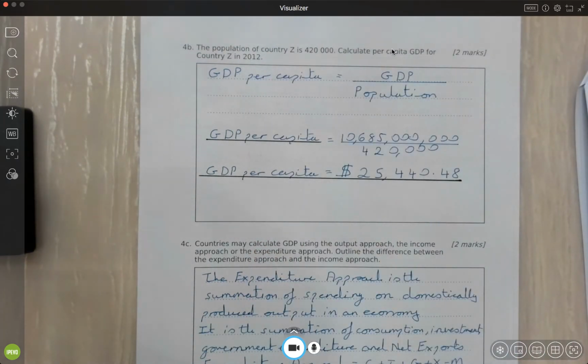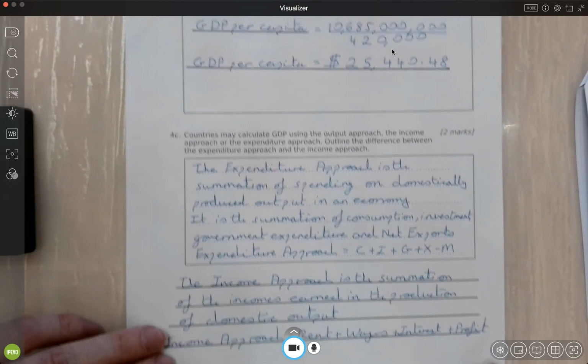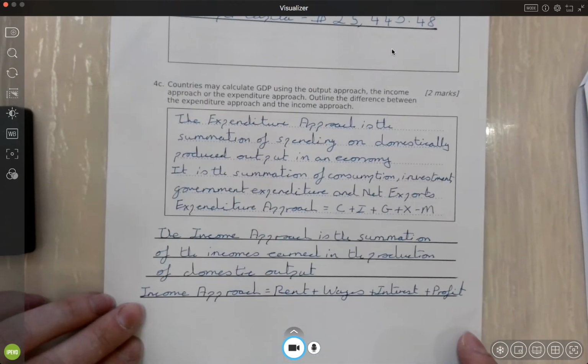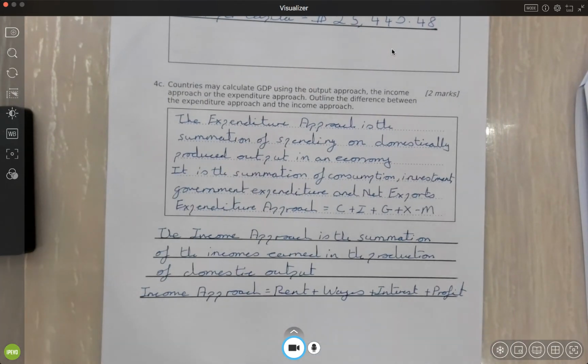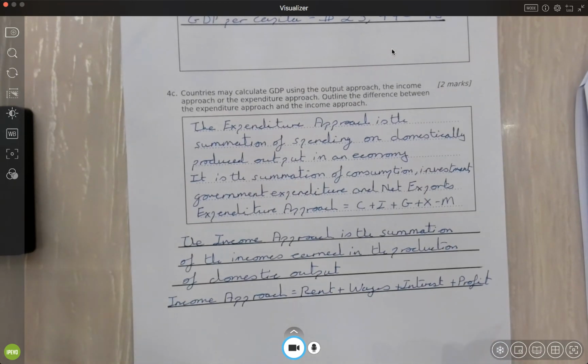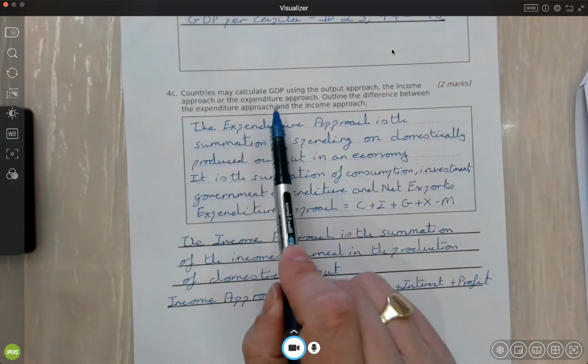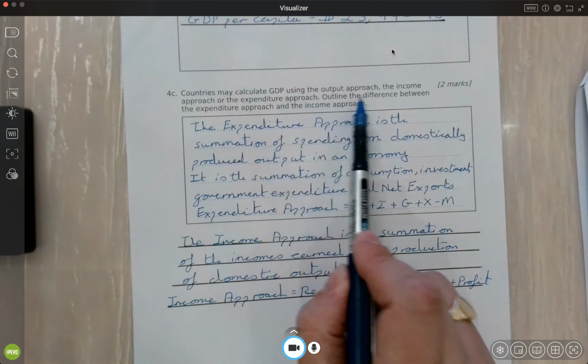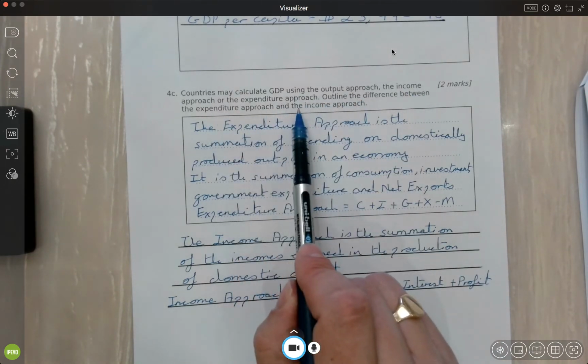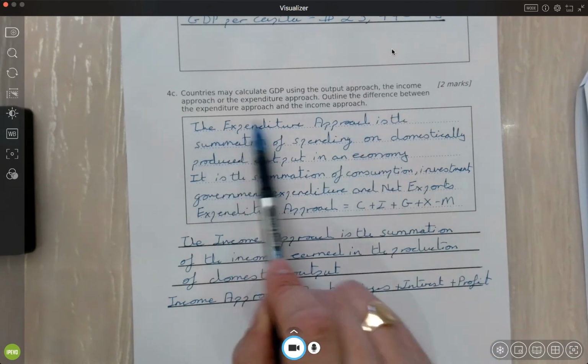Now I hope that that's somewhat obvious. If you didn't know how to calculate GDP per capita, now hopefully you do. Now the next one, and I always give more, because I want this video to be a revision of the theory as well as the math. Countries may calculate GDP using the output approach, the income approach, or the expenditure approach. Outline the difference between the expenditure approach and the income approach.